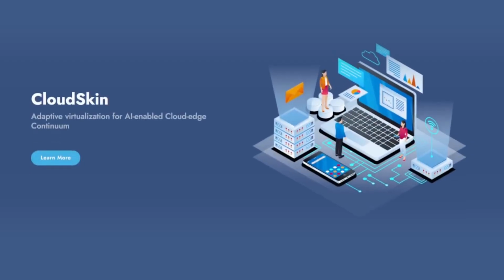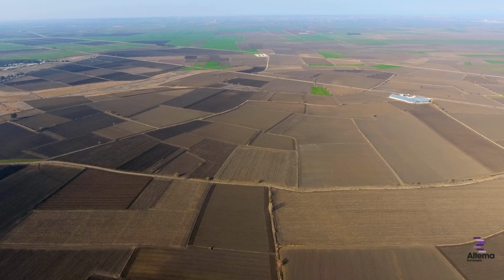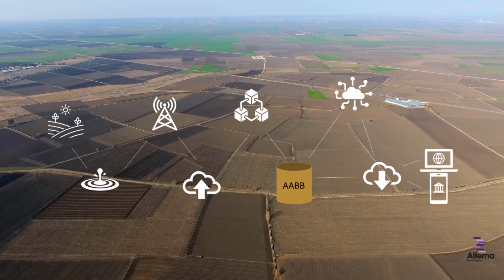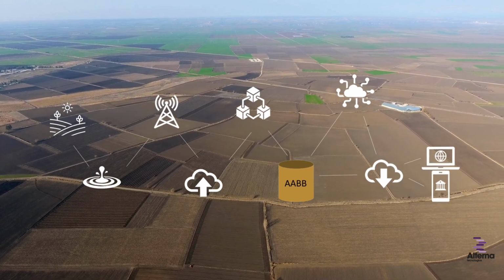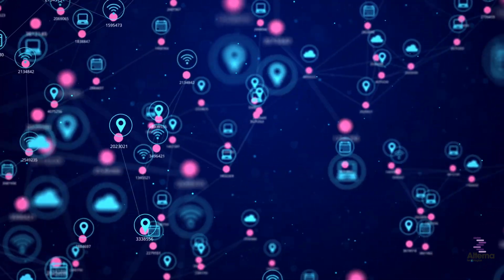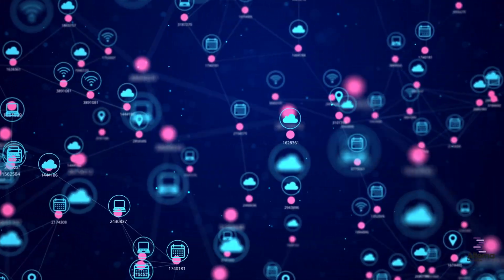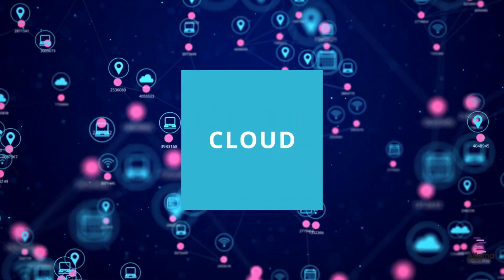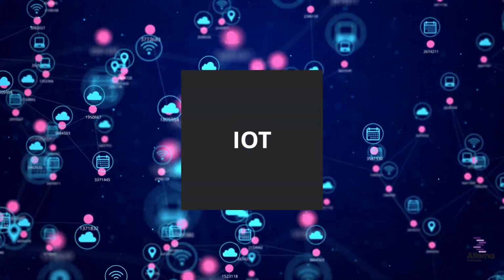Within the CloudSkin project, an agricultural data space has been created as a proposed solution for data sharing in an environment as complex as agricultural and environmental management, also serving as a use case for the analysis of integration between cloud, edge, and IoT technologies.